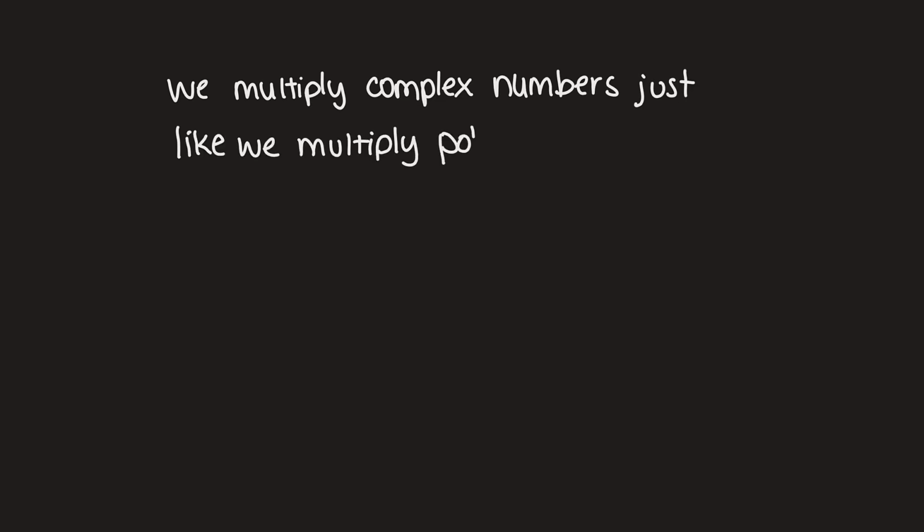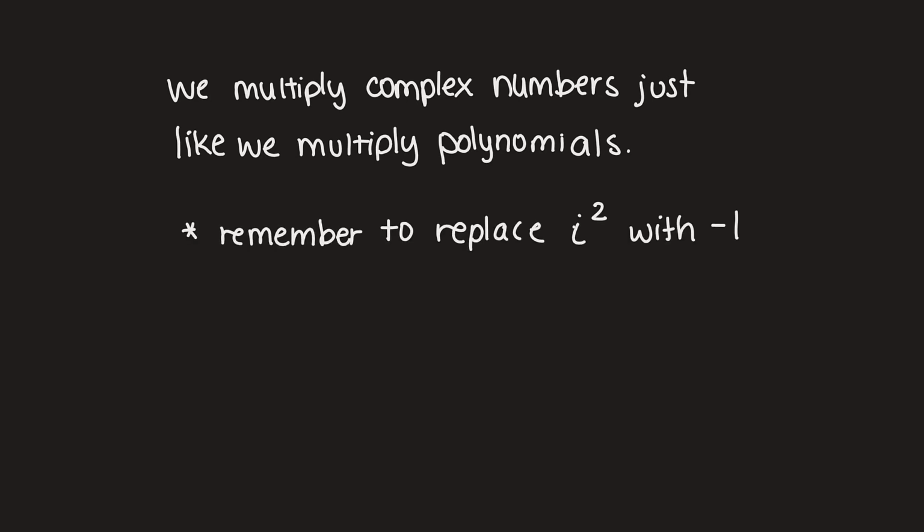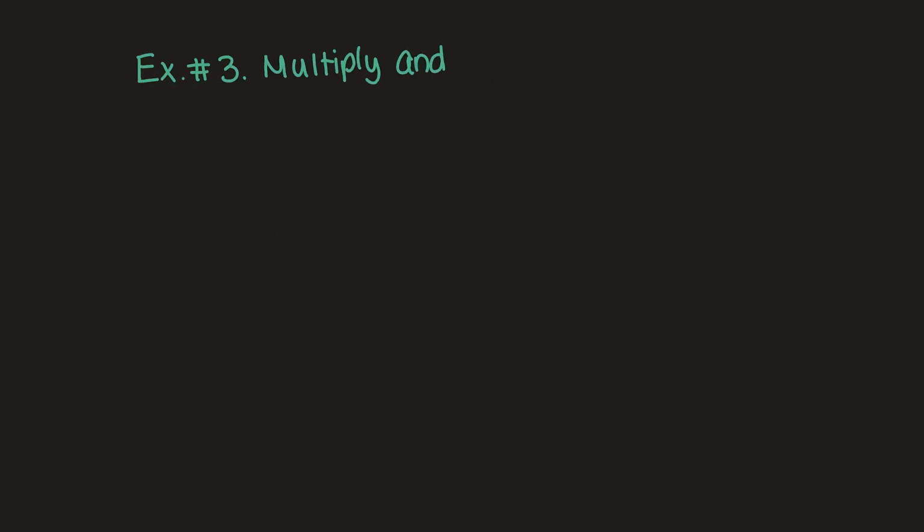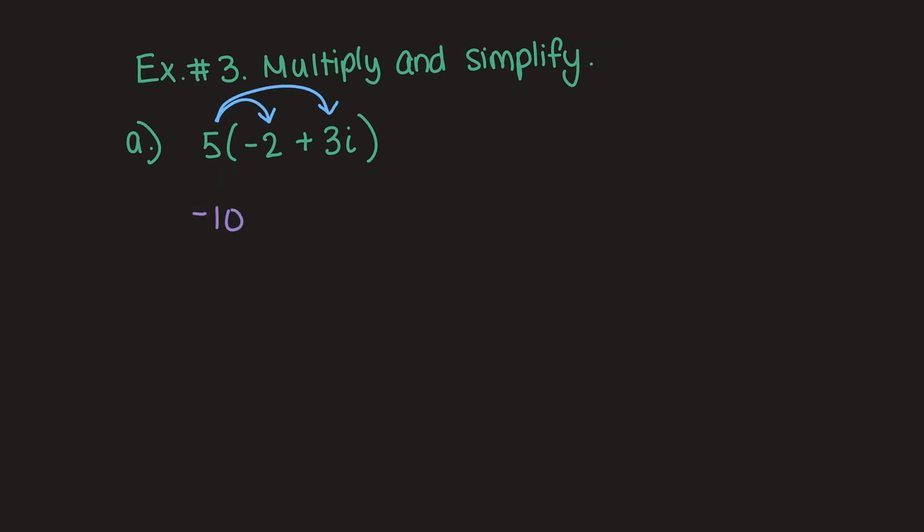So we multiply complex numbers just like we would multiply polynomials. There may be just an additional step, and we must remember to replace i squared with -1. So for example 3, let's multiply. To multiply this, we distribute the 5 across the terms, and this will just give us -10 plus 15i.